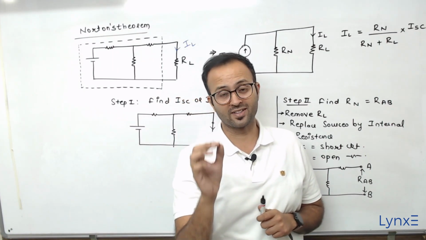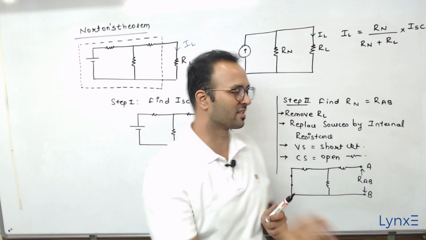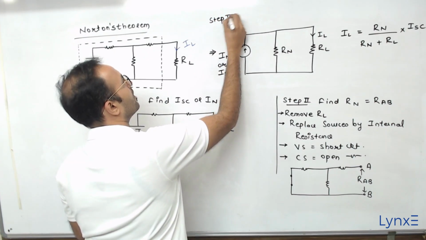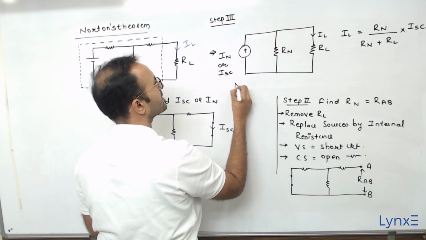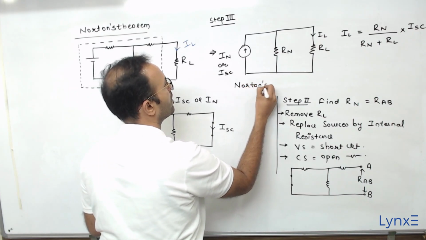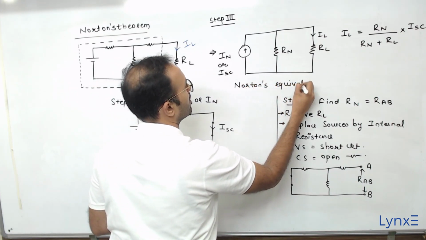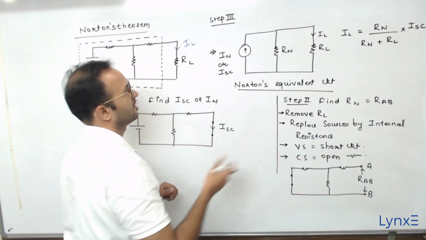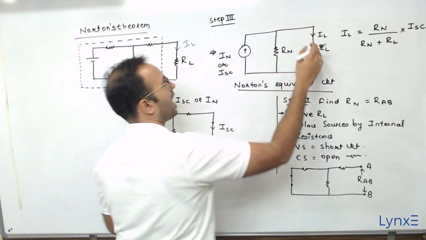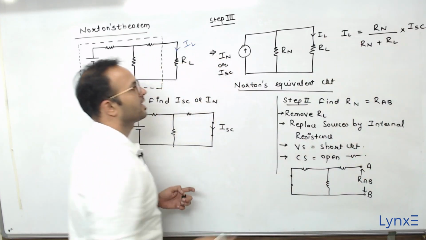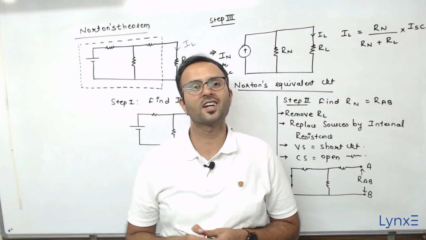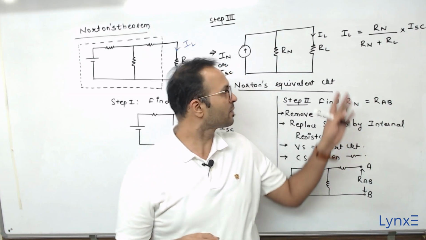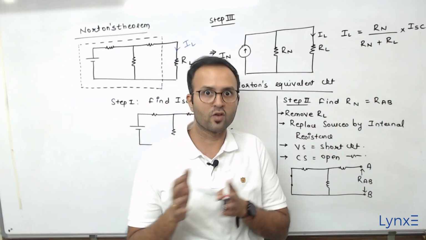So one step is common. Step number 2 is common in Norton's and in Thevenin's. This gives me RN. Now your step number 3 is this: Norton's equivalent circuit. This is IL, right? Get your formula for IL and that's it. We are done with Norton's equivalent circuit and we are done with Norton's theorem. I hope that was clear. Only step 1 and step number 3, with respect to the formula, are different when you compare it with Thevenin's.